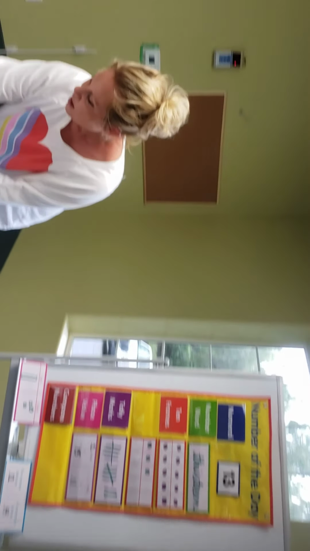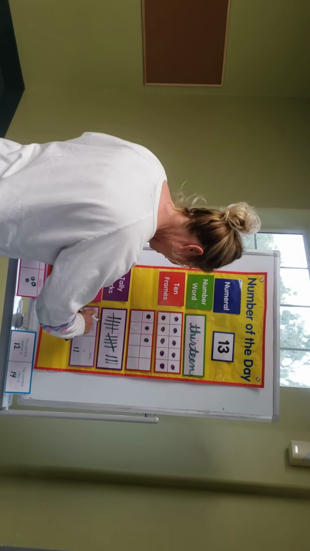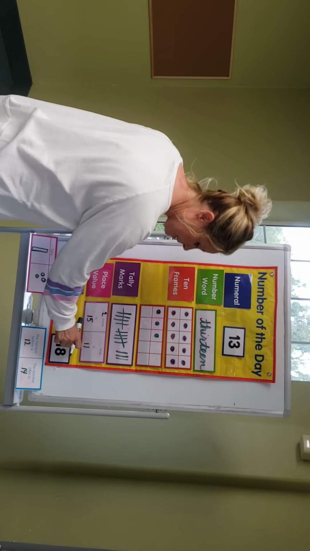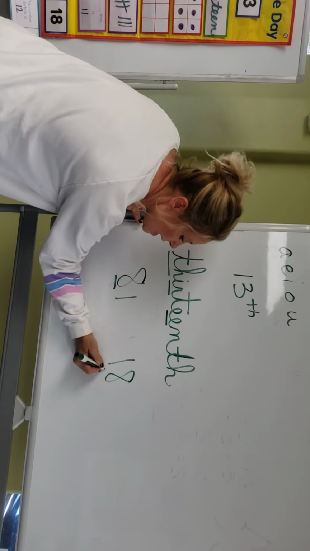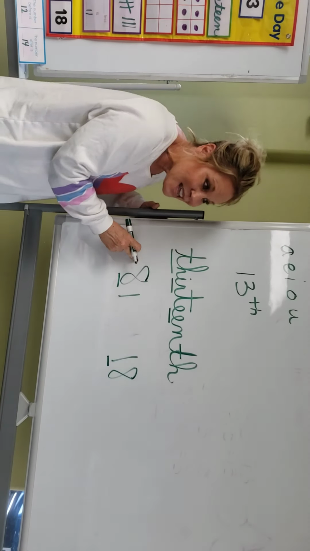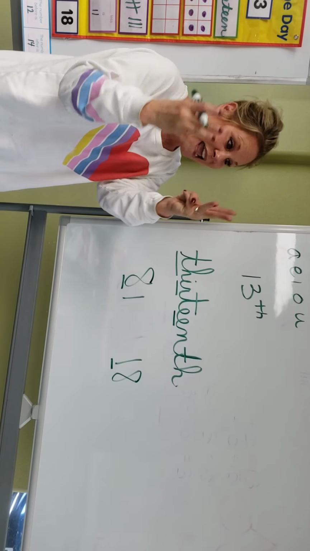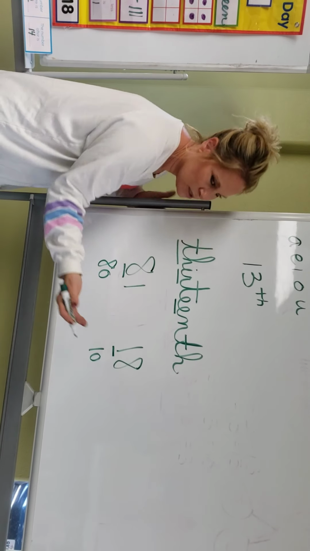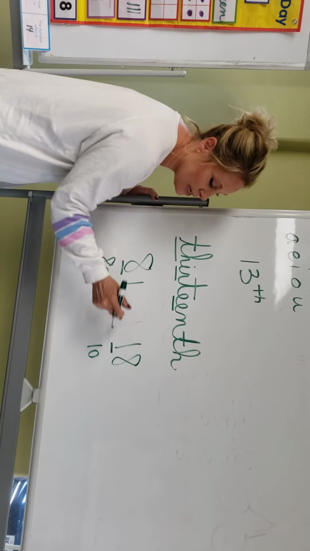Compare numbers. Ooh, let's do one that makes us think about our place value again. We have 81 and we have 18. Now they look exactly alike to me, but if I really think about it, I've got 81 and 18. We first look in our tens. This is 8 tens. 10, 20, 30, 40, 50, 60, 70, 80. 8 tens, 80. This is only 10, which is greater. 80. 81 is greater than 18.